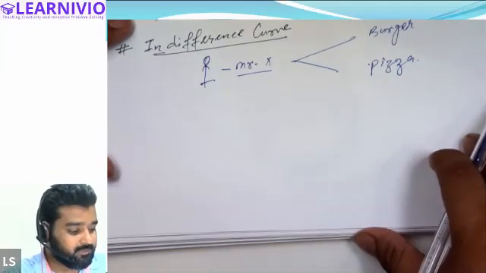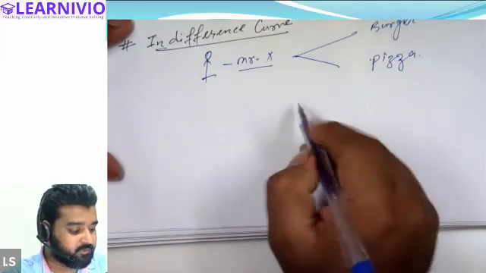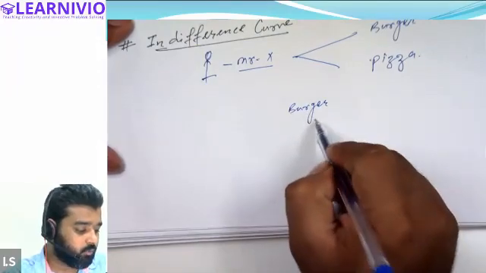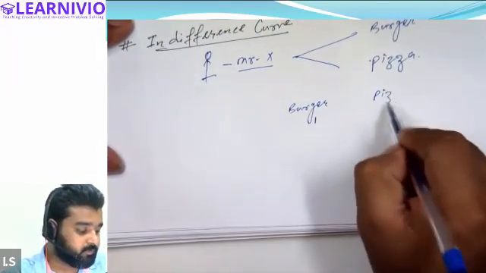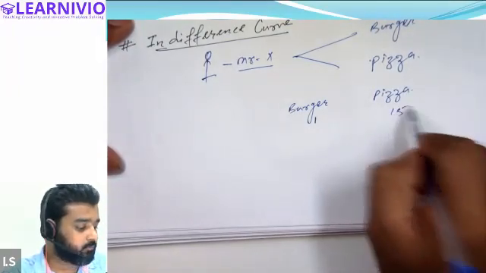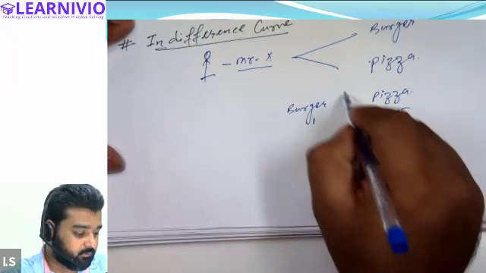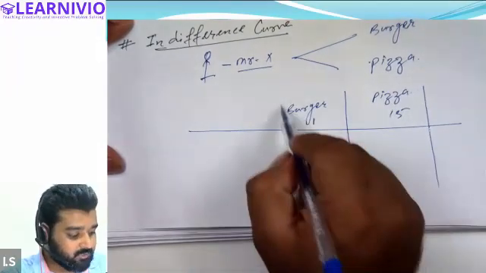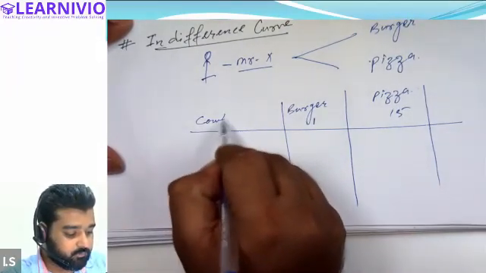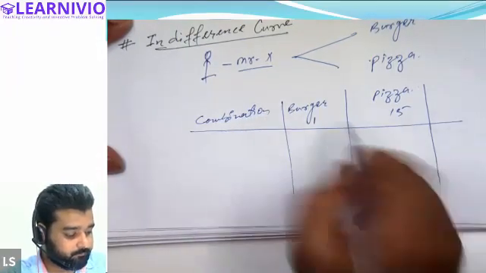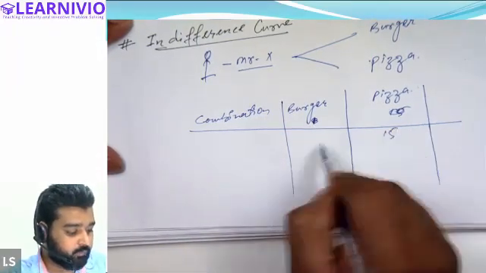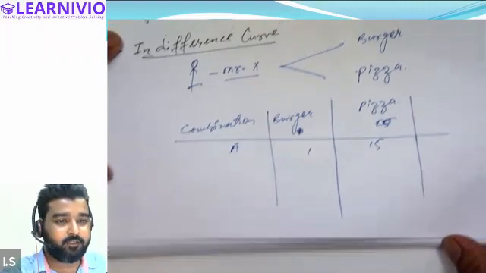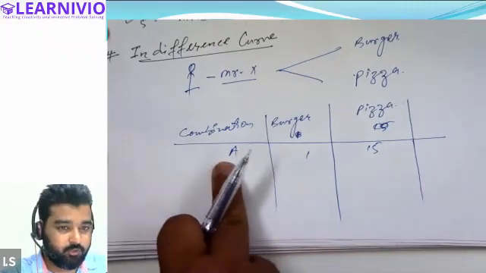And currently, let's say he is consuming burger and pizza in the following combination. Suppose he is having 1 unit of burger and 15 slices of pizza, for example. All right. So 15 slices of pizza and 1 unit of burger. This is the combination in which he is consuming burger and pizza right now. Let's name this combination, combination A. Let me write it here, 15 and 1. So currently Mr. X is consuming burger and pizza in the combination of 1 and 15. All right. And this combination is called combination A.